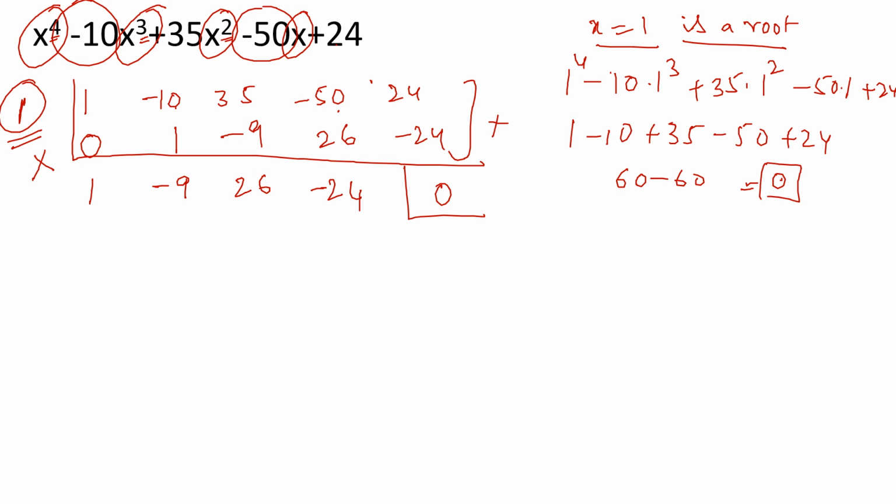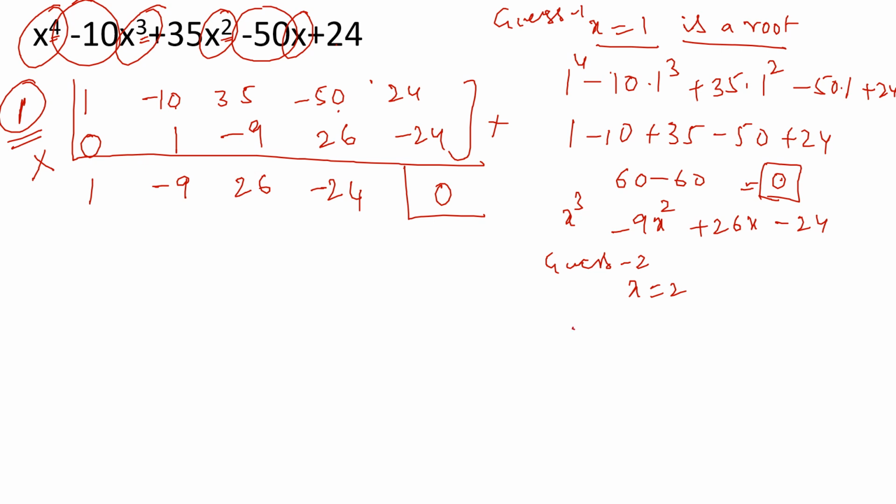Now this has become a cubic polynomial. You can write it as x cube minus 9x square plus 26x minus 24. Now again you guess the other root because it is a fourth degree polynomial. Because I already know the answer, I will substitute x equal to 2. Otherwise you have to keep trying x equal to 1, x equal to 2, until you get 0.